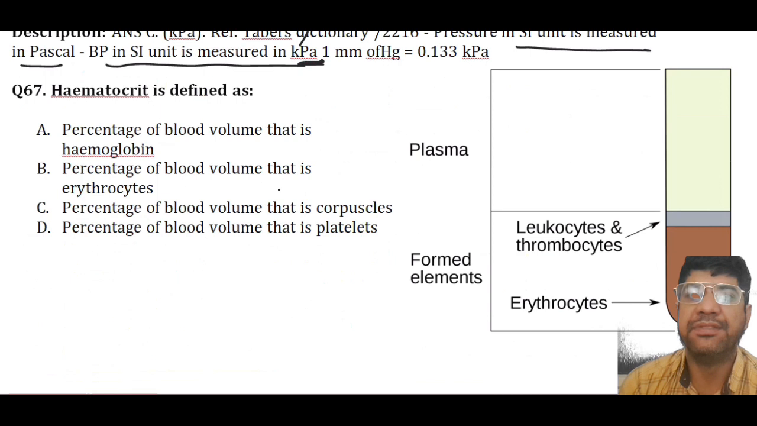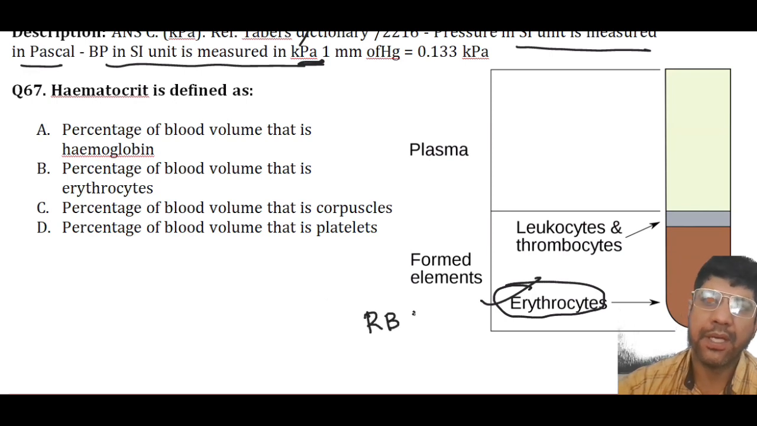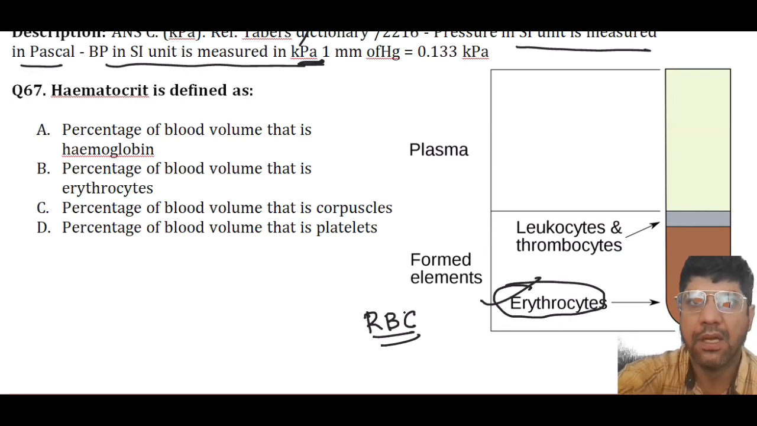Hematocrit is defined as the percentage of blood volume that is occupied by the erythrocytes, that are the red blood cells. So it is an important measurement of the concentration of red blood cells in the blood, and it is typically expressed as a percentage. In a normal male, the value of hematocrit is around 45%.